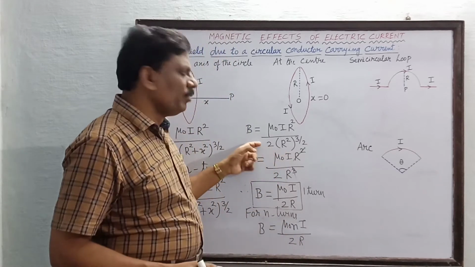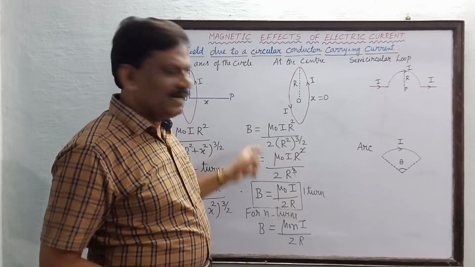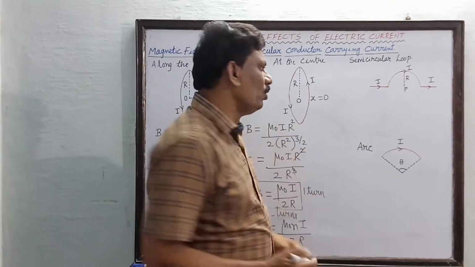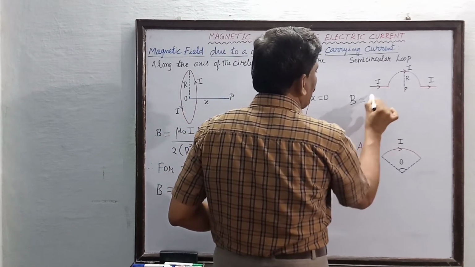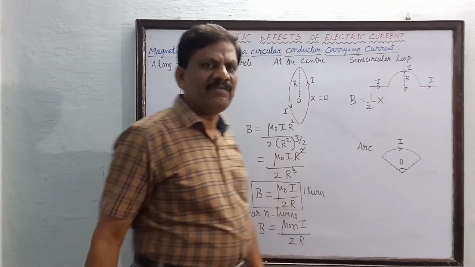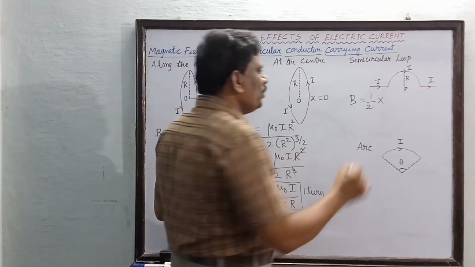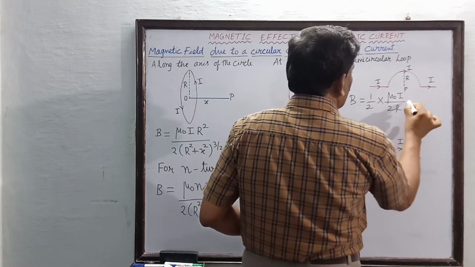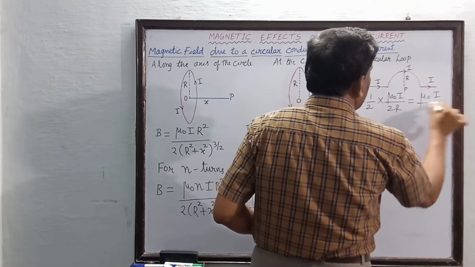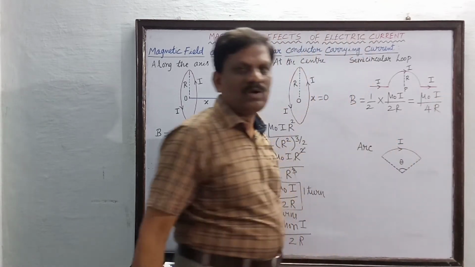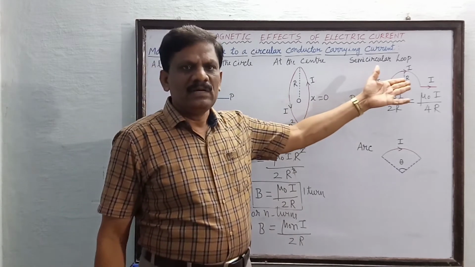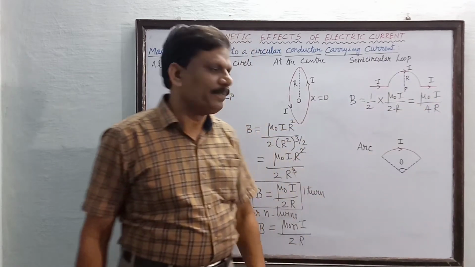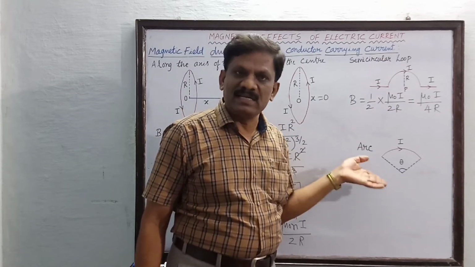For the full circular loop, we have found the magnetic field mu naught I by 2R. Therefore, at a point P due to a semicircular loop, the magnetic field B must be equal to half, 50% of this field. So half into mu naught into I divided by 2R, which is equal to mu naught I divided by 4R. This is for a single loop because a semicircle has only half of one loop. So it is mu naught I by 4R. Now this is another special case.